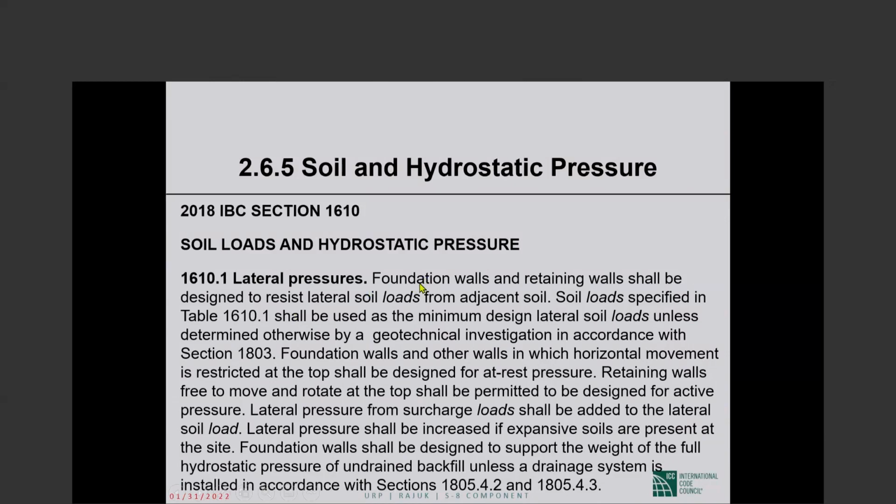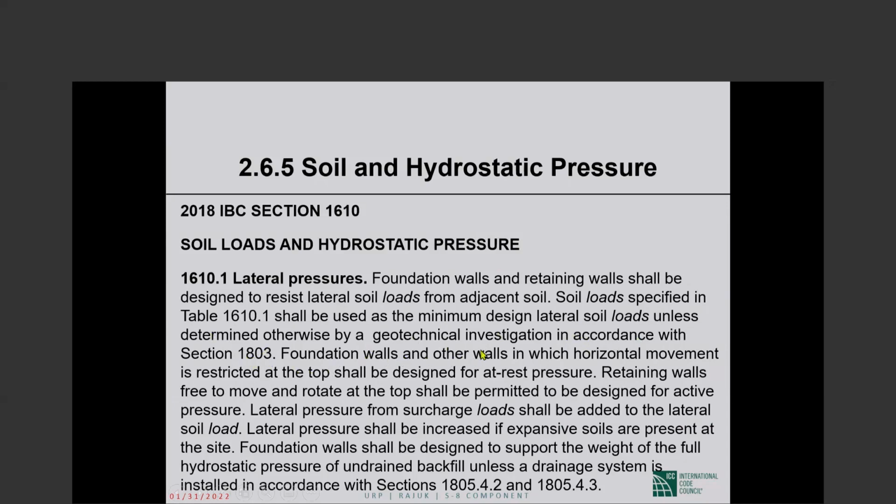Sure. So I think this is probably necessary to read to understand IBC. Foundation walls and retaining walls shall be designed to resist lateral soil loads from adjacent soil. Soil loads specified in the table shall be used as the minimum design lateral soil loads unless determined otherwise by. So what is recommended? You get the values from a geotechnical engineer. In the absence of that, you can use the table. So unless determined otherwise by geotechnical investigation in accordance with section such and such.